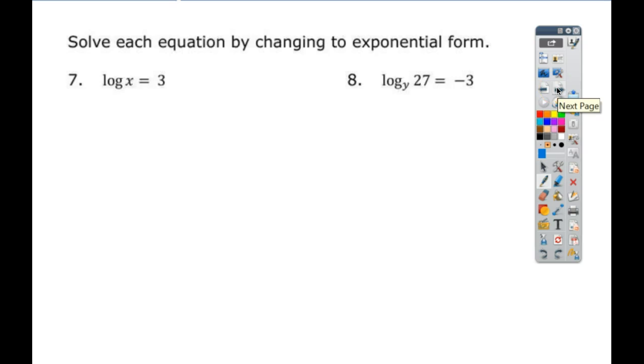What about number 7? Is there a base? First of all, you can't just say x equals 3. The base is 10. So, do the little circle thingy. So this will be a base of 10 to the 3rd equals x. What is 10 to the 3rd, friends? It is a 1 with 3 zeros. It is not why you have a calculator.